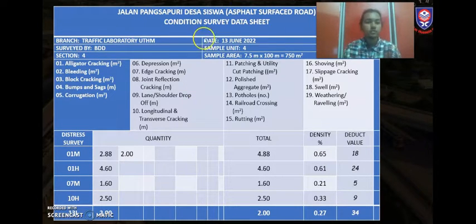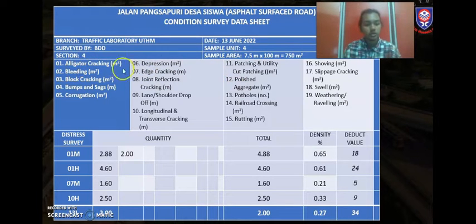First of all, we must put the date that we do the survey and put the sample unit. For this example, I choose sample unit number 4. Next, we must put the sample area. For this sample, the width of the road is 7.5 meters and the length per one sample is 100 meters. So the total area is 750 square meters.